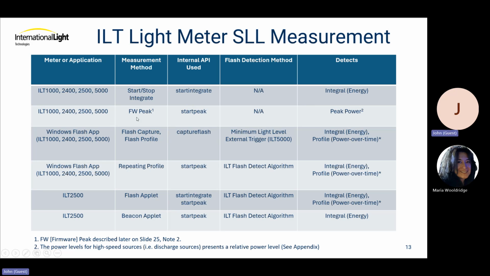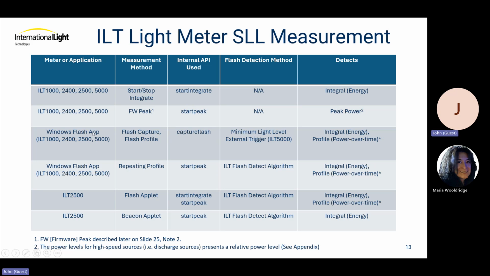We also have a firmware peak mode. FW peak stands for firmware. And what it really connotes is that it's going at super high speed to detect the short-lived peak of the signal. And that's available on all the units, and it allows you to pick up the peak power. And the little footnote there, with more details in the appendix, is that peak measured power is related to peak physical power, but they're not always the same. There's a little math you have to do there.